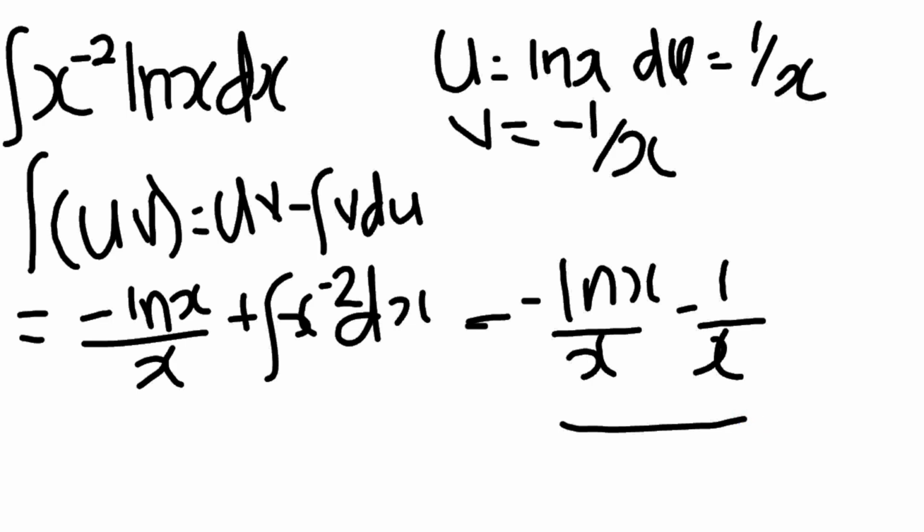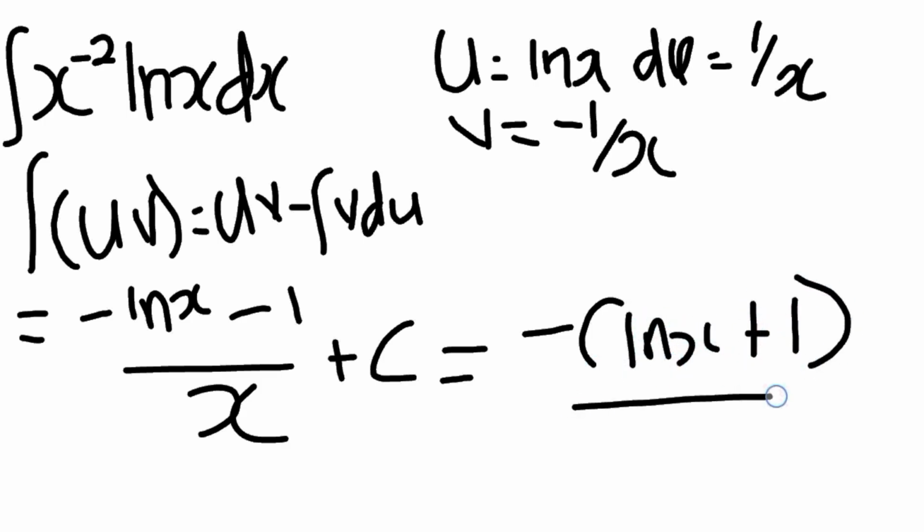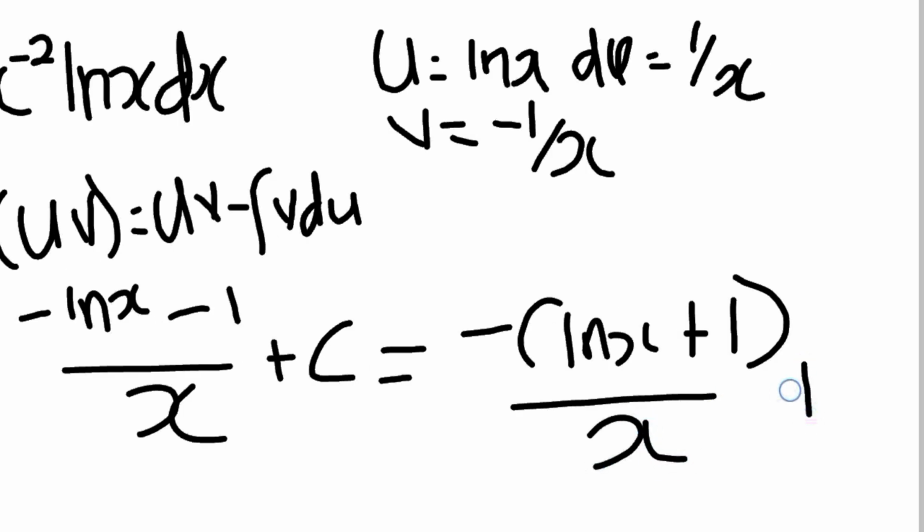So if we take the LCM, x is a common factor, so we're going to write x. We're going to have minus ln x, because x divided by x is equal to 1, then multiplied by ln x. So we're going to have minus ln x. x divided by x is equal to 1. 1 multiplied by 1 is equal to 1. So I'm going to have minus ln x minus 1 over x. So this is the final answer, which is the same thing as saying minus ln x over x plus 1 over x plus c. So either of them can be the final answer.